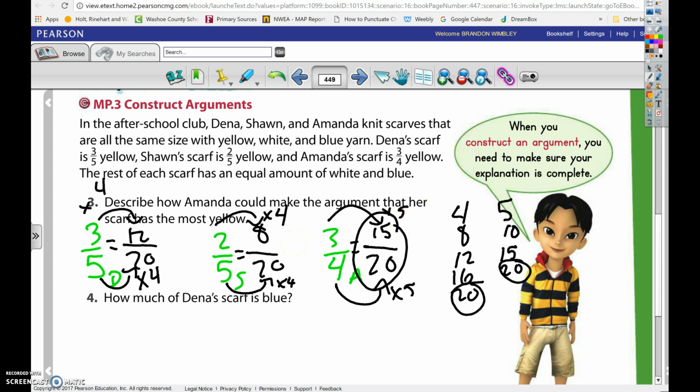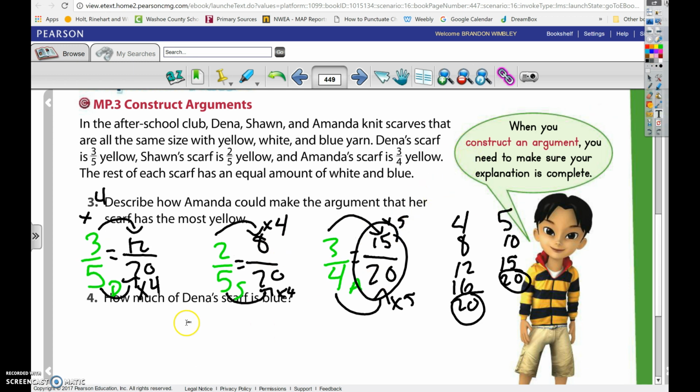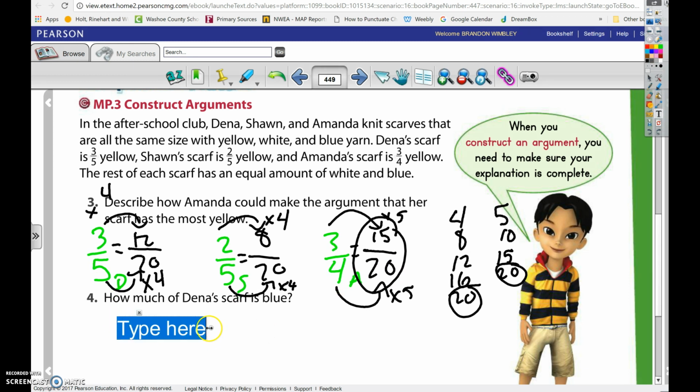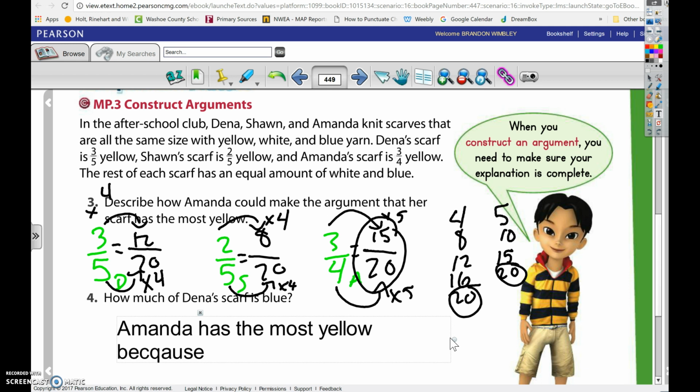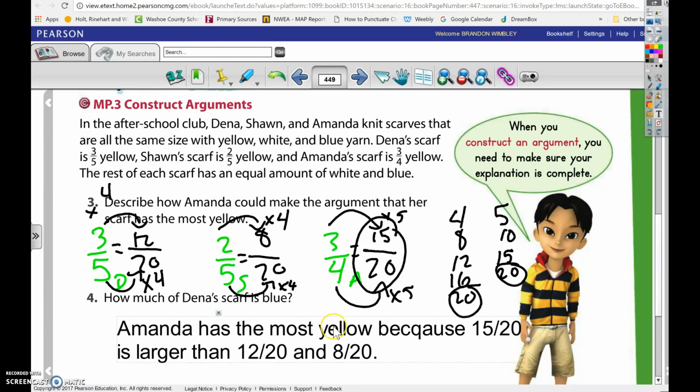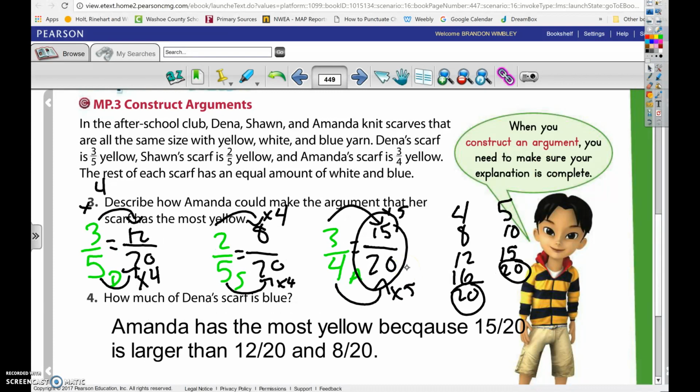Since it says describe, I need to also add a sentence. So my sentence can look something like this. I can say Amanda has the most yellow because 15/20 is larger than 12/20 and 8/20. All right, so hopefully you have that down. I'm going to move this text just so I have more space to work now.